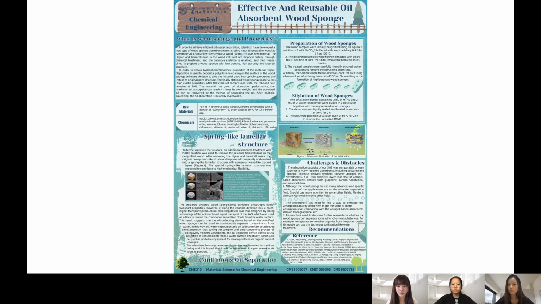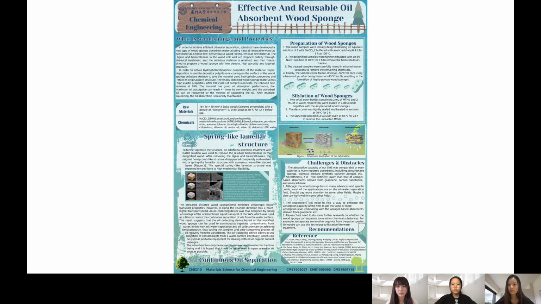To further optimize the structure, an additional chemical treatment with the NaOH solution was used to remove the residual hemicellulose in the delignified wood. After removing the lignin and the hemicellulose, the original honeycomb-like structure disappeared completely and evolved into a spring-like lamellar structure with numerous wave-like stack layers. This special spring-like lamellar structure was expected to contribute to the higher mechanical flexibility.